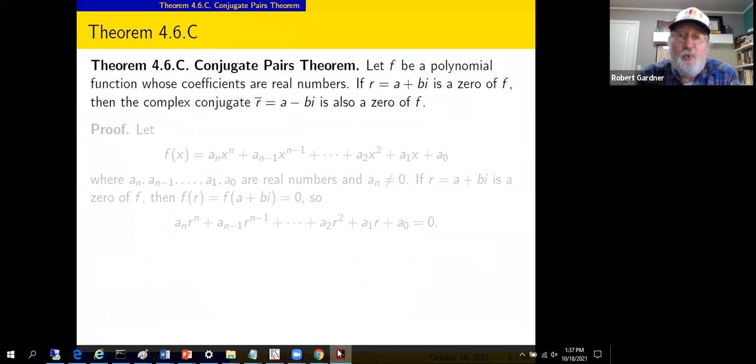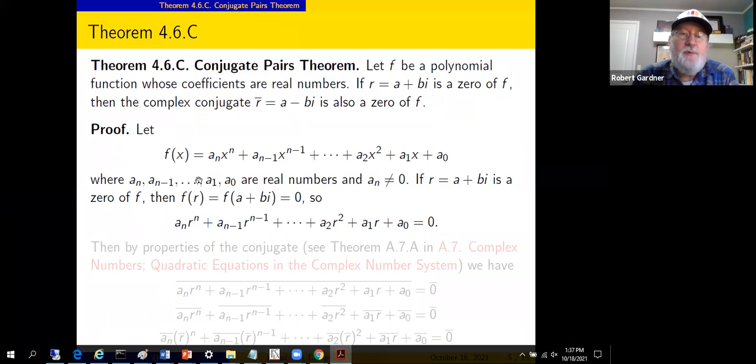This one actually is pretty easy. I need to appeal to your knowledge of the behavior of conjugates, something we covered in one of the appendices. So suppose f of x is a polynomial function with real coefficients. If r equals a plus bi is a zero of f, that means f of r, f of a plus bi, equals 0. So we're supposing that's a zero, and we're trying to show the conjugate of that is also a zero. But assuming f of r equals 0, we'll simply plug r in. That produces this. r is representing a plus bi. We'll deal with the substitutions later.